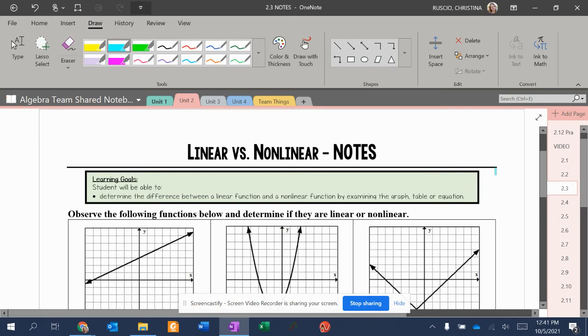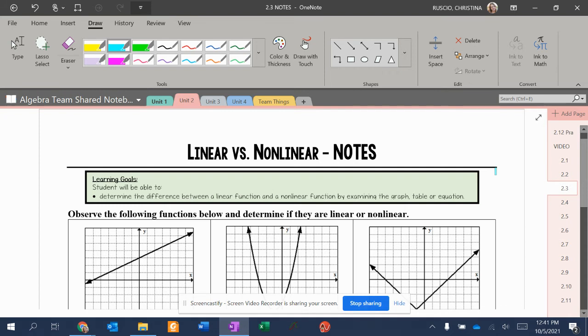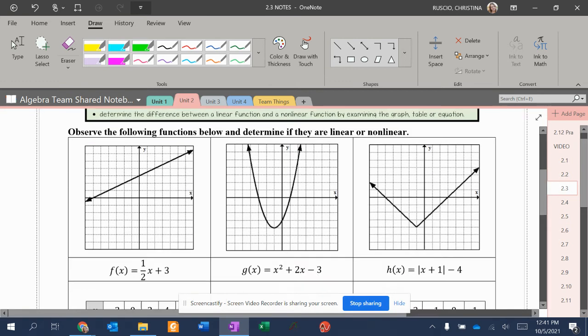Hi, you're watching the linear versus nonlinear notes. In this video, we are going to talk about the similarities and mostly differences between linear functions and nonlinear functions. And we're going to get this by looking at the graphs, tables, and equations. So let's jump right in.